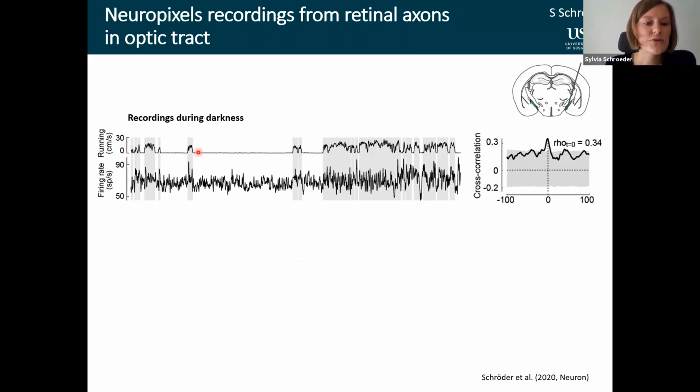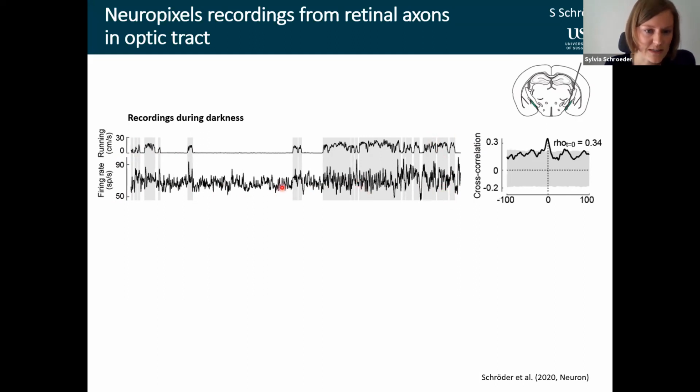You see in the first plot here the running speed of the mouse, which is changing over time. So this is a time of about 40 minutes. And you see here the firing rate of a single retinal axon, a single unit. And we wanted to know whether there's any relationship between running and firing rate.